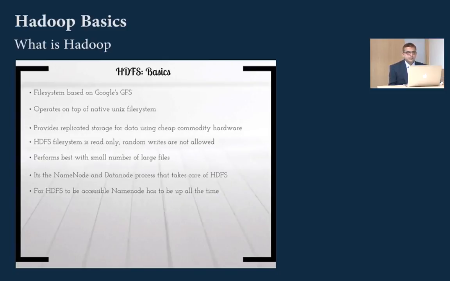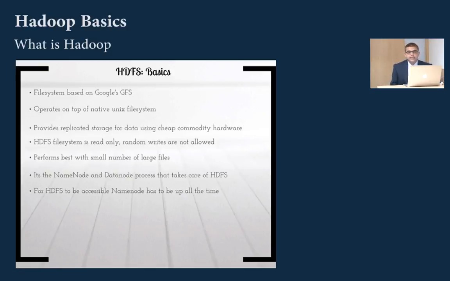A bit more on HDFS. It's a file system that's based on Google's GFS, operates on top of the native Unix file system, and provides replicated storage of data using cheap commodity hardware. One reason Hadoop still does not have a real competitor in the market is because the cost per terabyte that Hadoop provides is the cheapest, because the slaves that you use in Hadoop are really cheap. They are also called commodity hardware, typically also called white boxes. So you don't have to go to a big time vendor and buy expensive hardware for Hadoop.